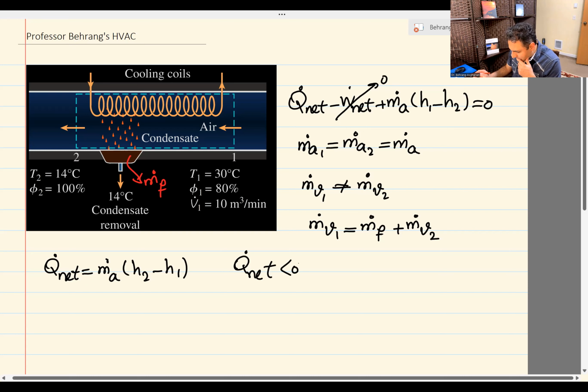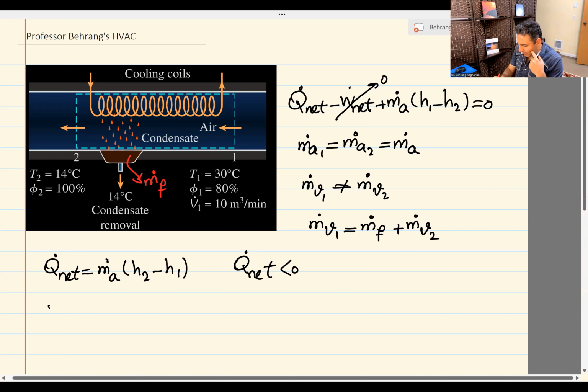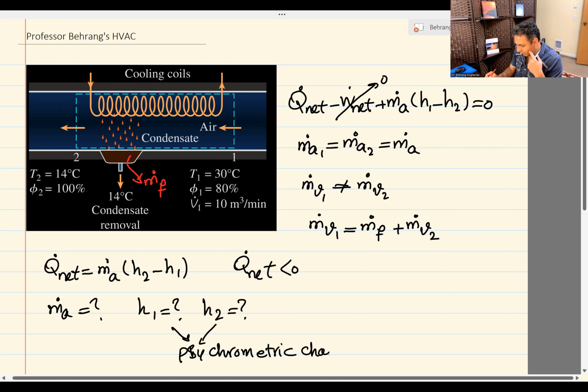Okay, now in order to find Q dot net, what is our mission? I need to find 3 things, apparently. I need to know the value of m dot air. Okay, how do I find this? I'm going to show you. I need to find the value of H1, and I need to find the value of H2. Both of these values I can find from the psychrometric chart. Okay, what about m dot of dry air?